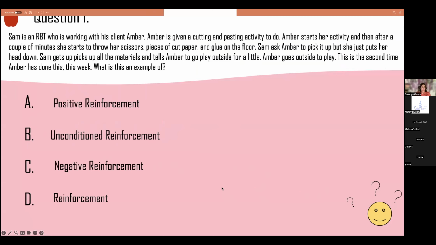So Sam is an RBT who is working with his client, Amber. Amber is given a cutting and pasting activity to do. Amber starts her activity, and then after a couple of minutes, she starts to throw her scissors, pieces of cut paper and glue on the floor. Sam asks Amber to pick it up, but she just puts her head down. Sam gets up, picks up all the materials, and tells Amber to go play outside for a little. Amber goes outside to play. This is the second time Amber has done this this week. What is this an example of?